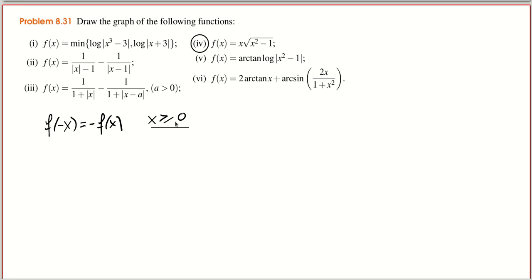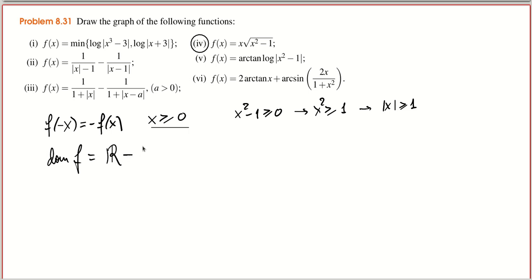Okay, the second thing we need to know is what is the domain of this function, because it involves a square root, okay? And that requires that the argument of the square root is larger than or equal to 0. That means that x squared has to be larger than or equal to 1, or that the absolute value of x is larger than or equal to 1, right? So the domain of the function is the real numbers minus the interval (-1, 1), right? Those are excluded because for those values the argument is negative, sorry.